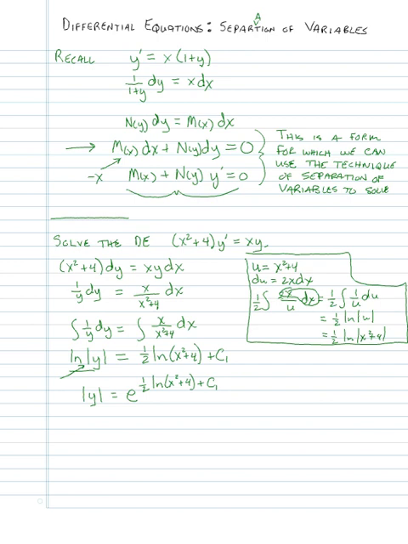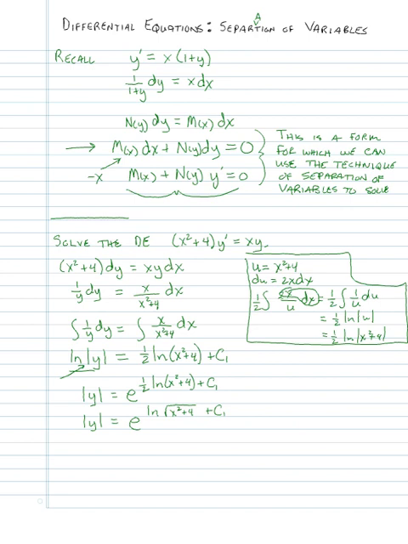Now, the 1/2, recall, in front of that natural log, we could actually use a law of logarithms and write that as a power on the argument, x squared plus 4. But x squared plus 4 to the power 1/2 means nothing more than square root. So we'll write this: the absolute value of y is equal to e to the power natural log of the square root of x squared plus 4, plus the constant c sub 1. And that's part of the exponent. And I hope that you understand where that comes from.